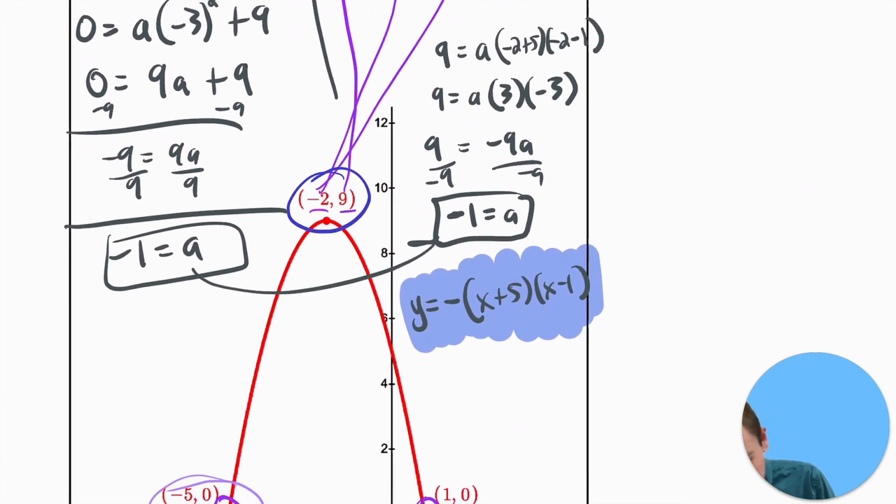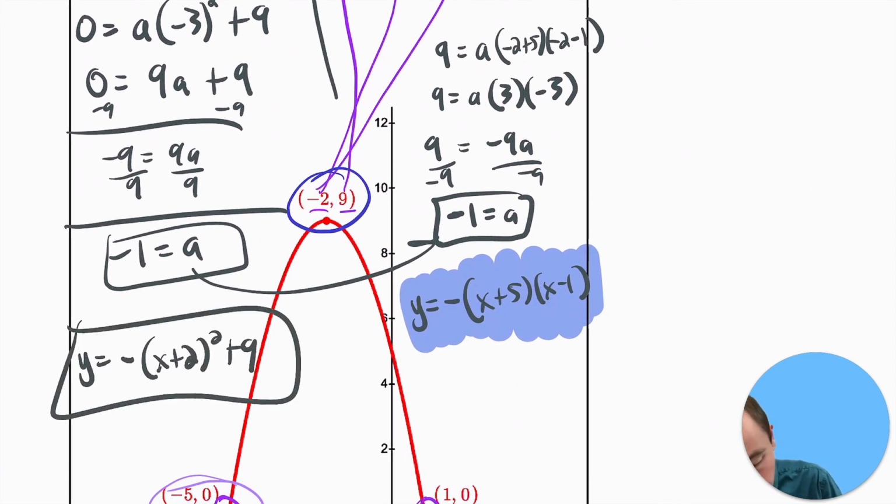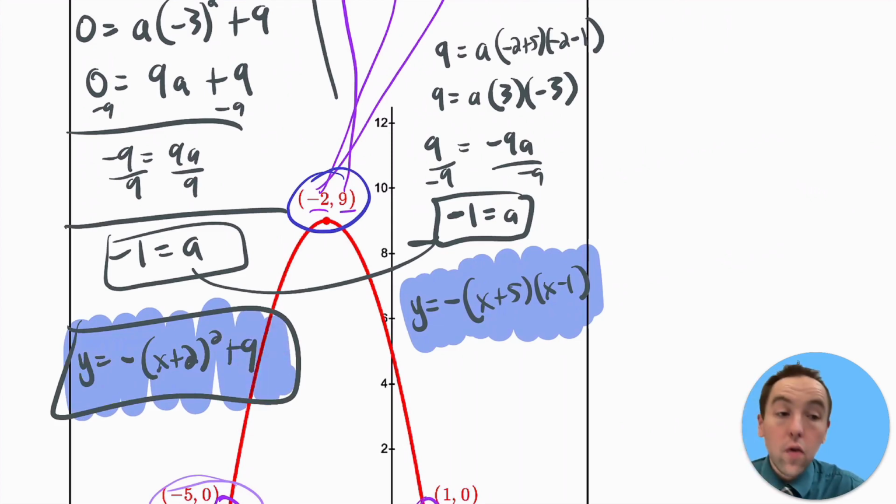But now in vertex form, we can actually say, okay, y is going to equal negative of the quantity x plus 2, squared, plus 9, and that gives you the equation for that in vertex form.